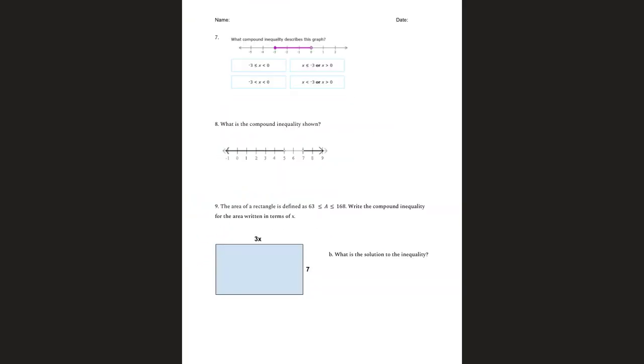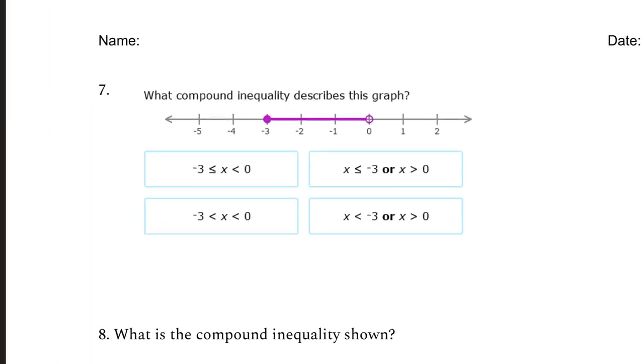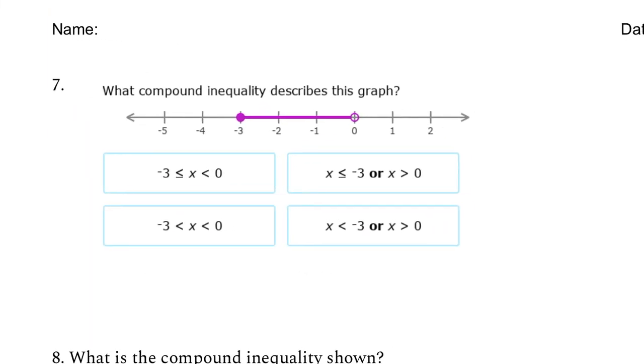All right, let's go to the last. All right, so what compound inequality describes this graph? Well, first thing to note is that this is an and inequality. Remember, if it looks like this, if it stops when they run into each other, this is an and inequality. So just knowing that, we can already mark out 2 different answers.